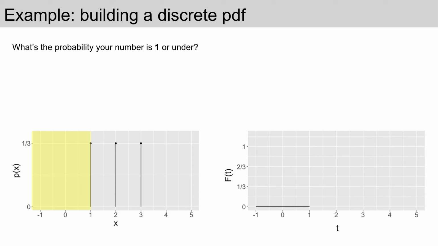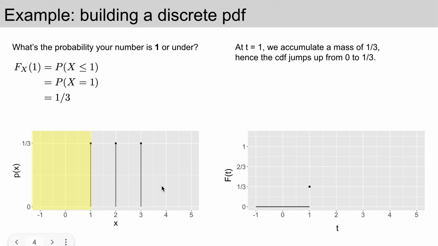Moving along the real line, the first place that we can accumulate any mass is at 1. So what's the probability that your number is 1 or under? This can only happen when x equals 1, which has a probability of 1/3. Notice then that at t equals 1, we accumulate a mass of 1/3. Thus, the CDF makes a jump up from 0 to 1/3.